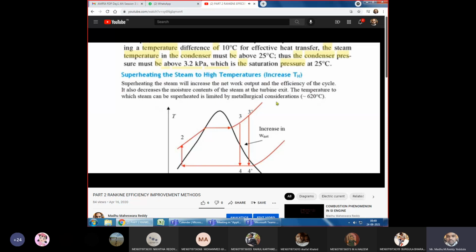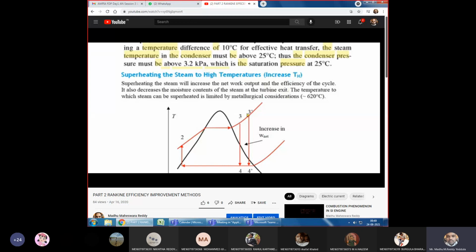Now you can see this is the constant pressure line and this is the vapor line, and if you move to the right side of the vapor line, this will be perfect gases, which means we can say superheated form. Now we can see 3 to 3 dash, it is superheated. So superheating of steam will increase the net work output because the area is increased.